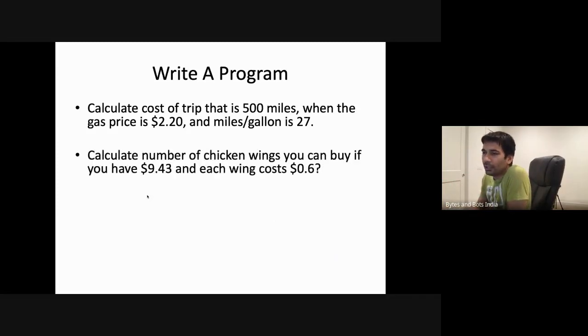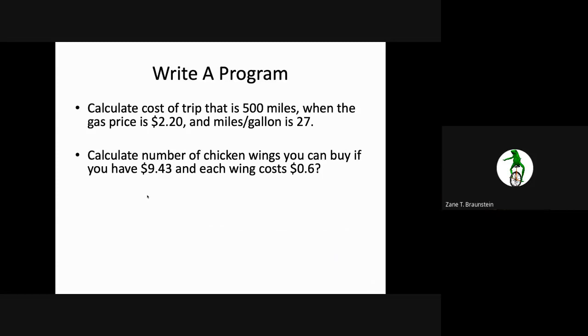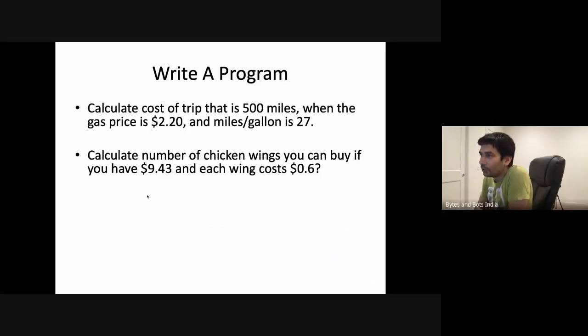Moving to the next one, calculate the number of chicken wings that you can buy if you have $9.43, and each wing costs 60 cents. What data type will you use for the final result? Integer. Why integer? Because you can't buy a decimal of chicken wings. There you go. So now we are building the intuition: we'll use integer when we know the result is going to be a whole number, but when it is fractions, no doubt it's double.